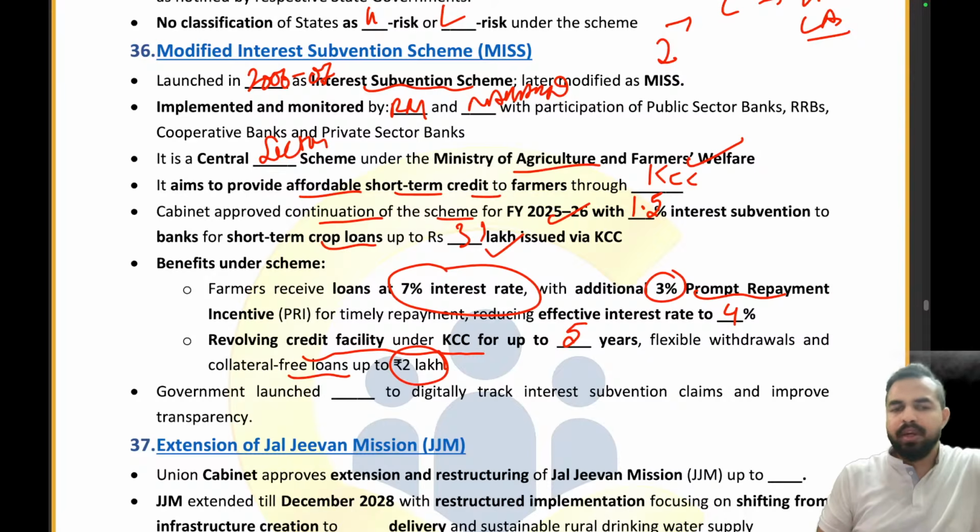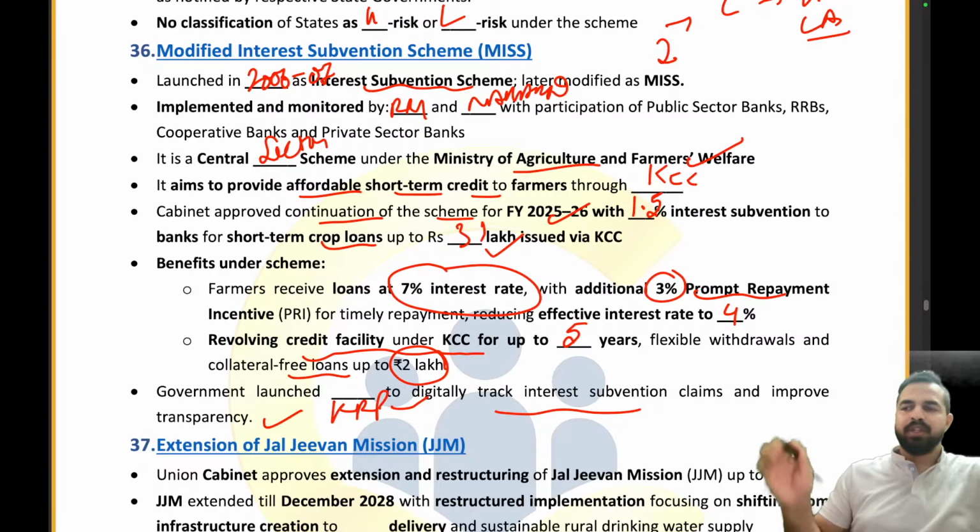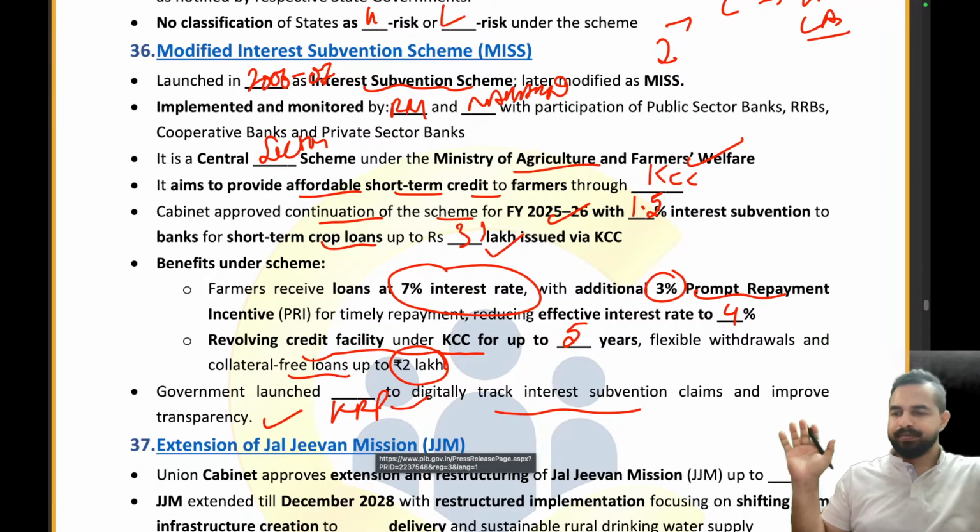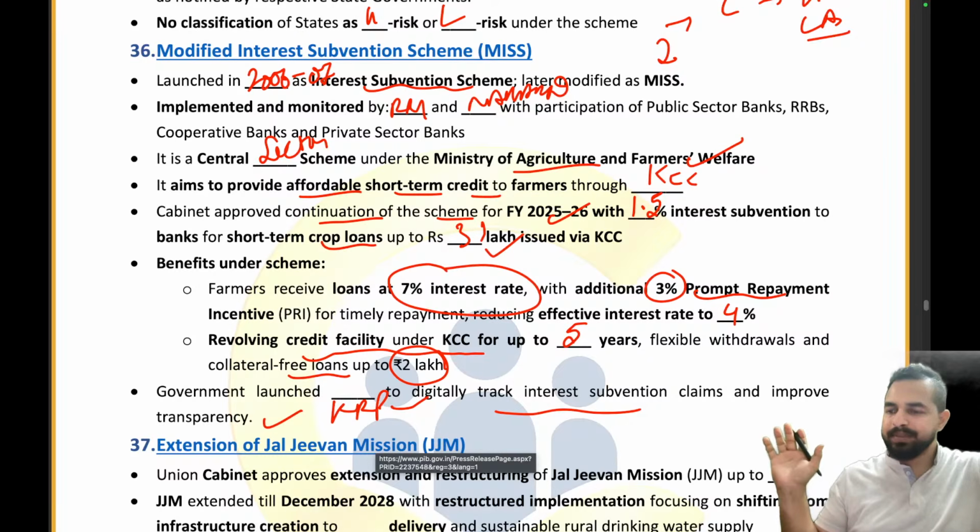Now please tell me the name of the portal which has been launched to digitally track interest subvention claims and improve transparency. Please quickly tell me the right answer. What is the right answer here? It is the Kisan Rin portal. Absolutely right. So everybody clear with this? Everybody clear with this? Okay.